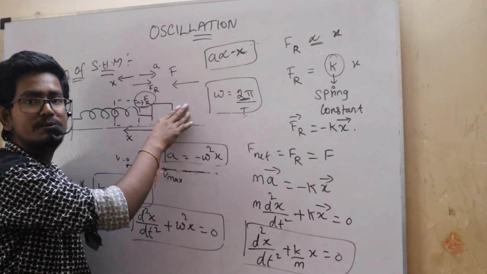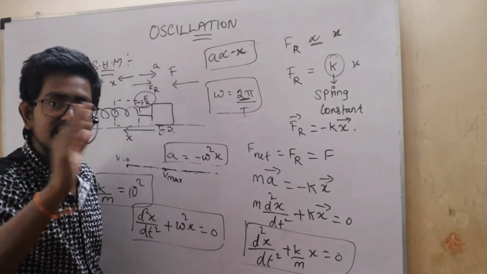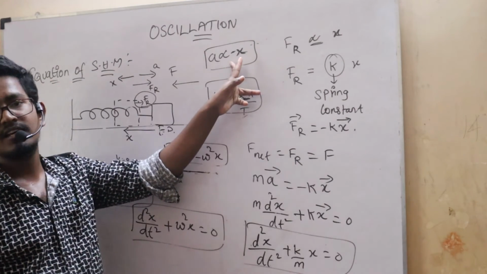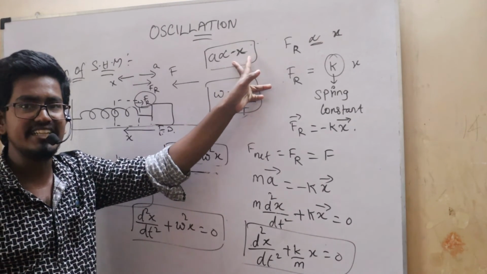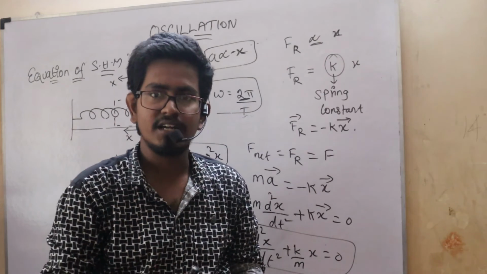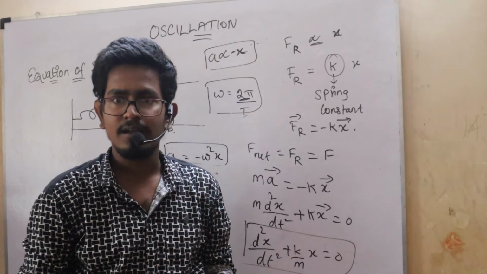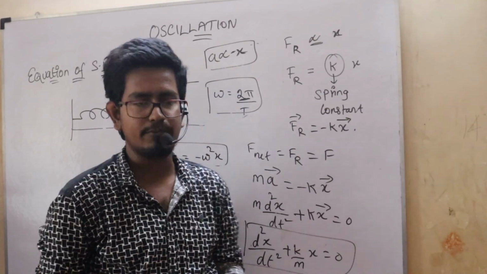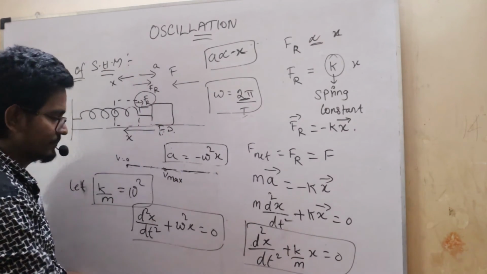That means this object or this block is exhibiting simple harmonic motion for sure, as it is satisfying this condition. What is the condition? A should be directly proportional to minus x. And what is the equation? d square x upon dt square plus omega square x is equal to 0. It is the equation for the simple harmonic motion.